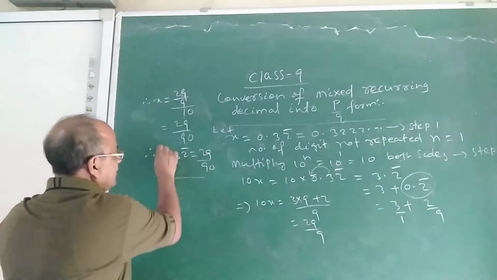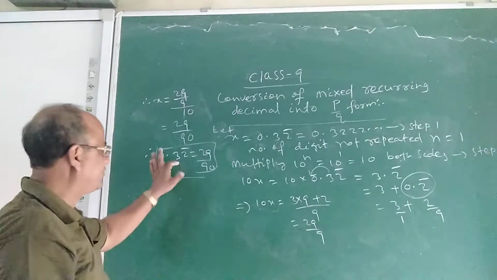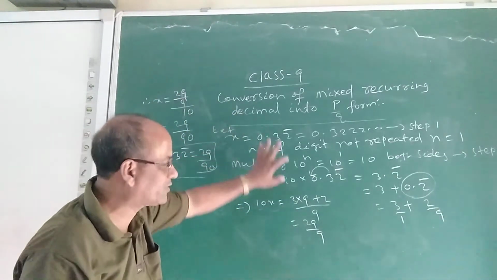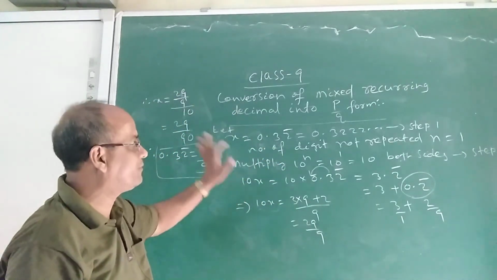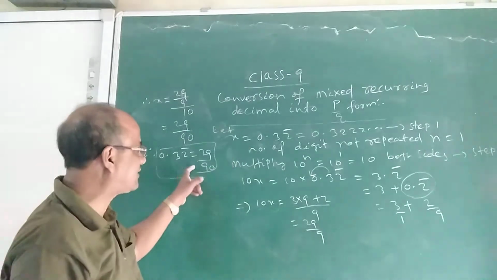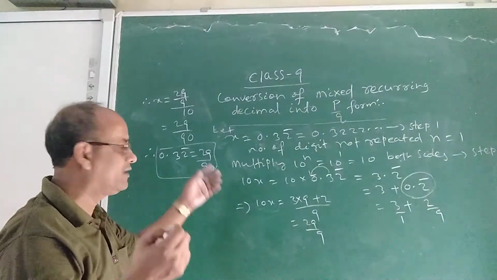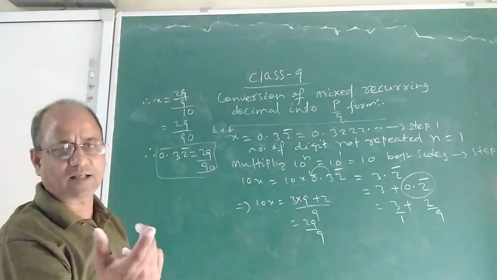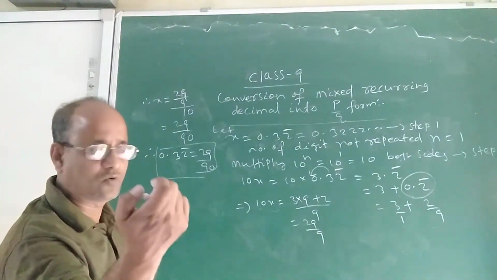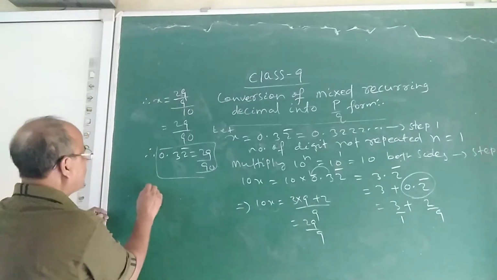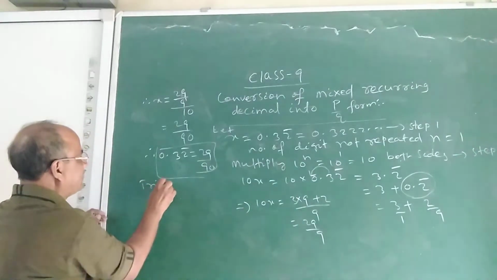Now here also I will tell a trick. This is the process of how to convert a mixed recurring decimal into rational form. Even without following the process, you can instantly say the answer, provided you remember a rule. What is the trick? Let me tell you.